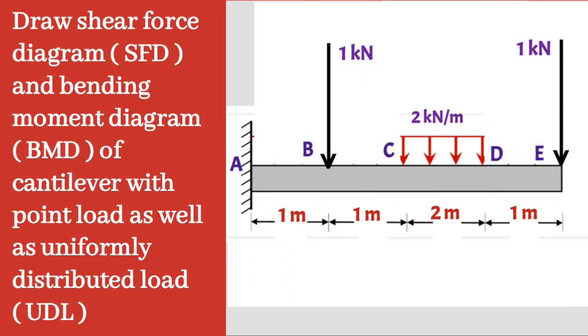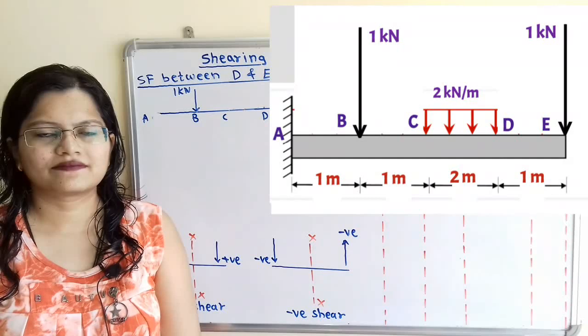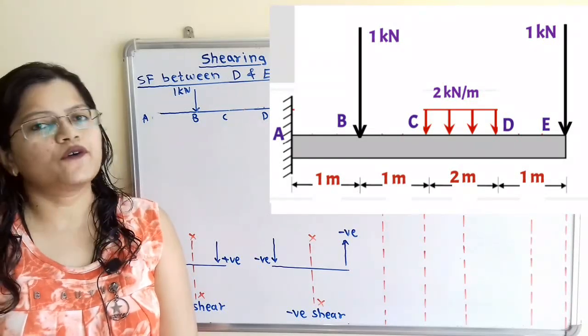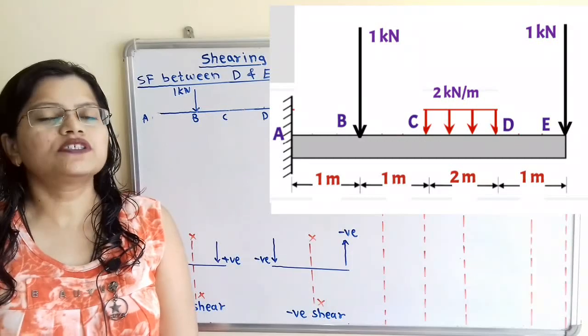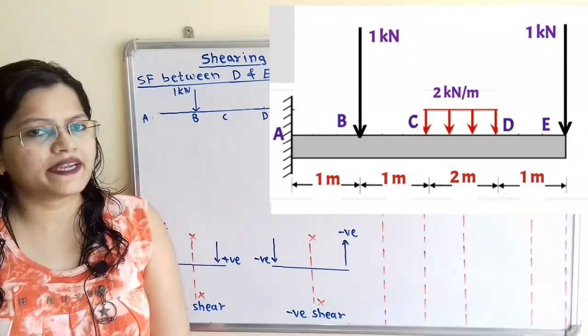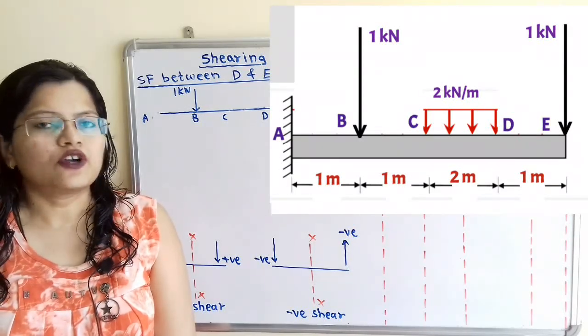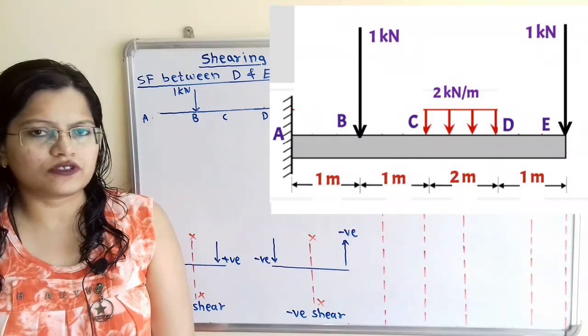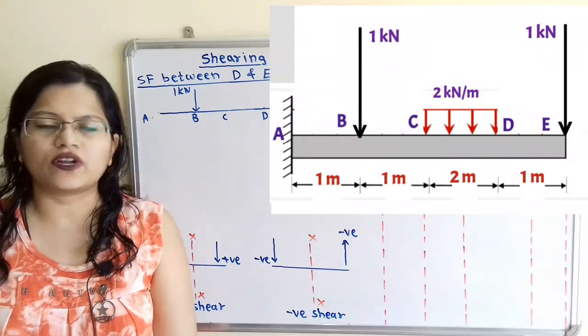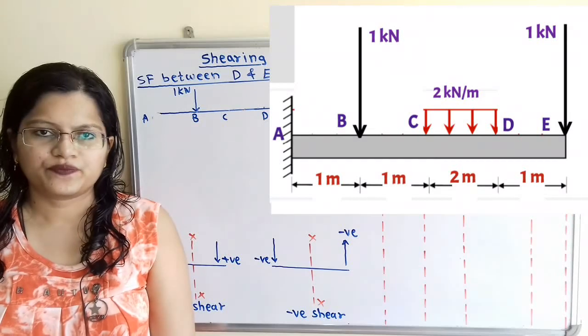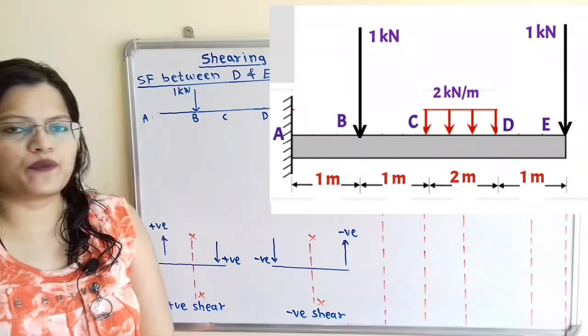Given question, draw shear force diagram and bending moment diagram of cantilever with point load as well as uniformly distributed load. In this video, we are going to learn how to draw shear force diagram as well as bending moment diagram for the cantilever. If we observe, there are 2 point loads or concentrated loads and one uniformly distributed load acting in downward direction. And this cantilever is fixed at point A.